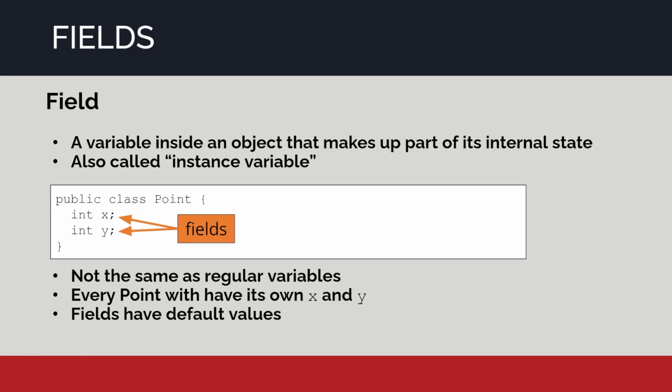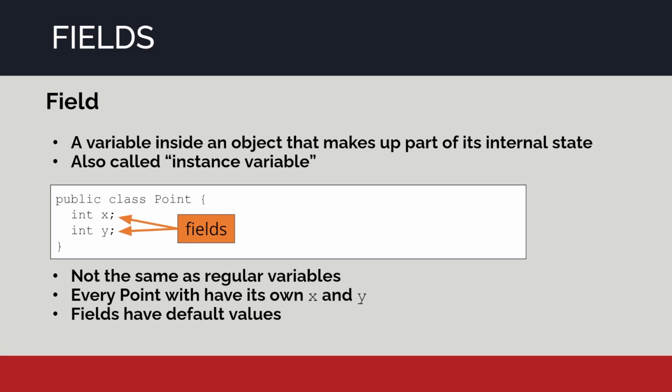A single field is a variable, and we worked with variables in the past. We know how those work, but it's a special kind of variable that lives not inside a method, but in the class itself, and it makes up part of its internal state. When we're talking about variables that are defined by a class, we talk about instance variables. That's the terminology we use to separate them from variables that would be defined within a method. These are not the same as regular variables, but they work similarly.